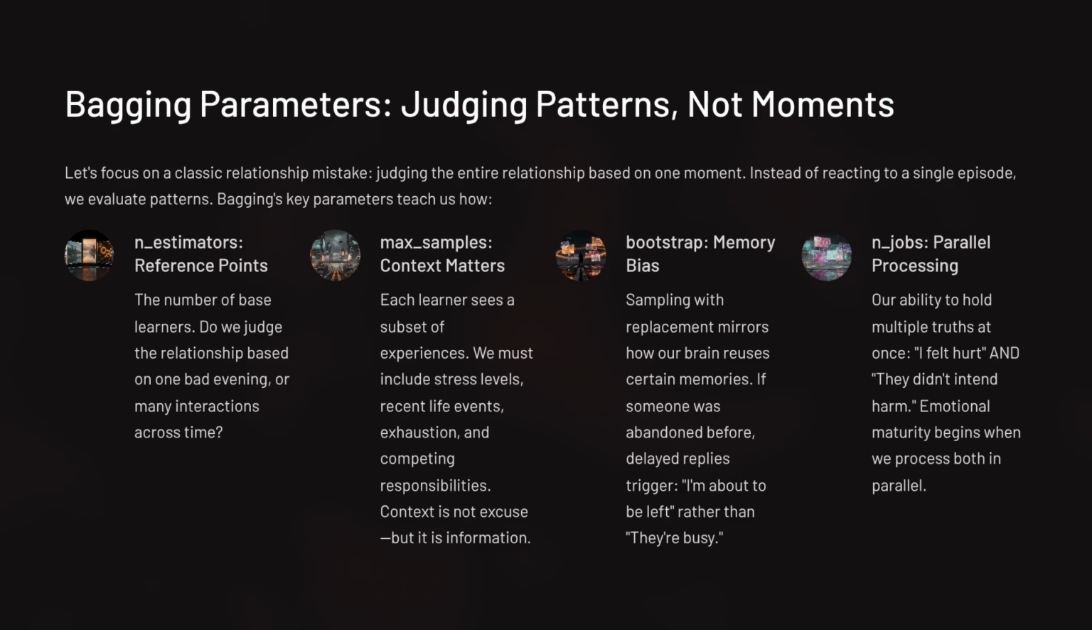n_estimators, the number of base learners. In relationships, this is the number of reference points we use before drawing a conclusion. Do we judge the relationship based on one bad evening or many interactions across time?